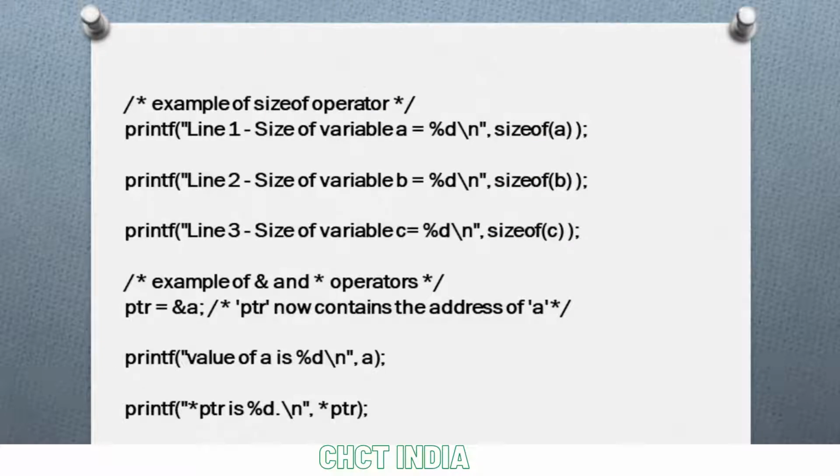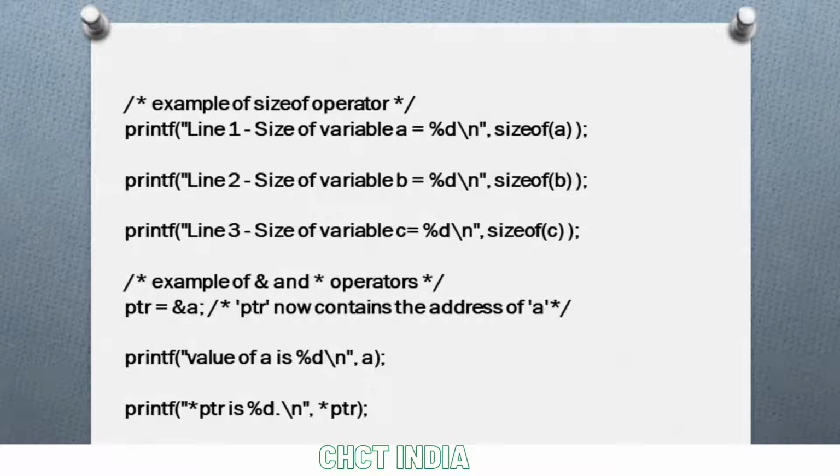In the first printf, sizeof variable A is printed on the screen, which prints the size of the data type of variable A. The size of data type of A will be printed on the screen. Next, sizeof data type B will be printed. Size of variable C data type will be printed on the next line.